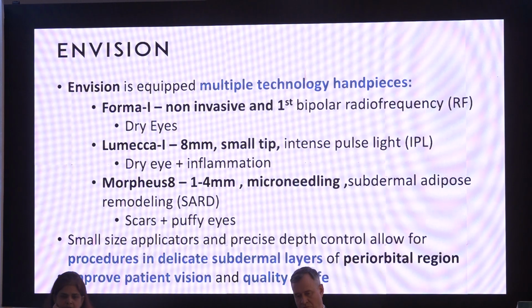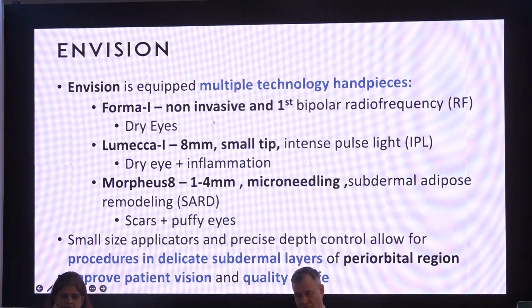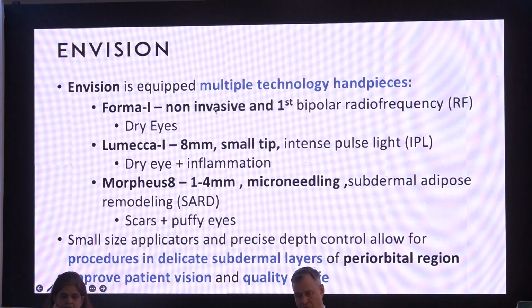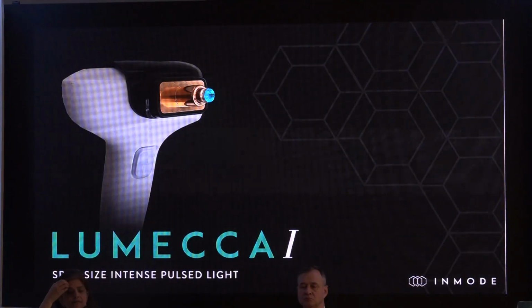And the Morpheus 8, which has a probe of 1 to 4 millimeters, the principle of which is microneedling, and subdermal adipose remodeling can be done with it. So I think this is more for the oculoplasty people, for puffy eyes, etc. But for the cornea specialists, it is the first two, that is the Forma 1 and the Lumeka 1. Small size applicators are there and give you precise depth control also, so these procedures can be undertaken.